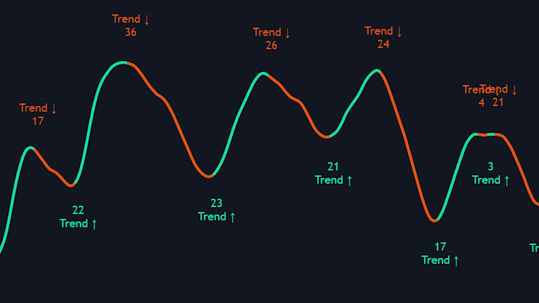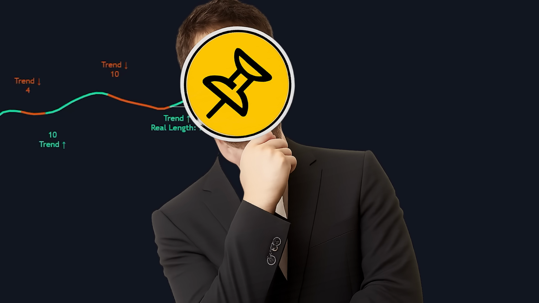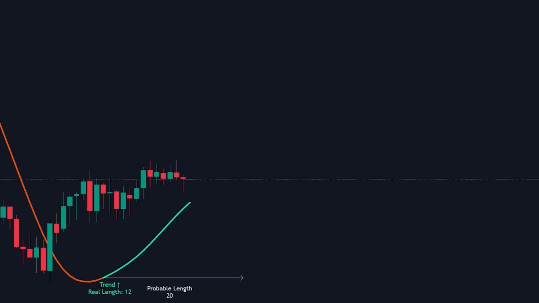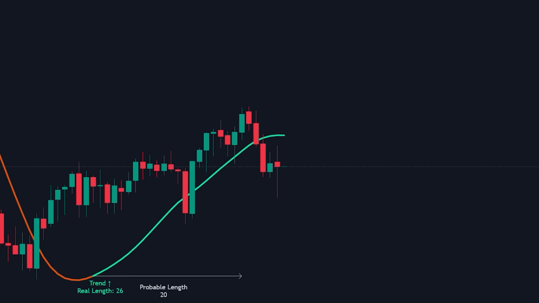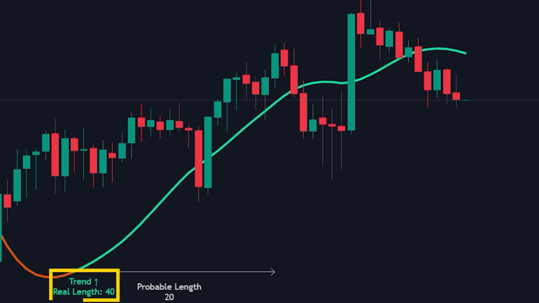Now let's break down the key components of this indicator system. The trend ribbon is your first signal. It displays green when the market is bullish and red during bearish conditions. But here's where it gets really interesting. During transitions between bullish and bearish phases, you'll notice specific numbers appearing. These numbers indicate the actual length of individual trends measured in exact candle counts.